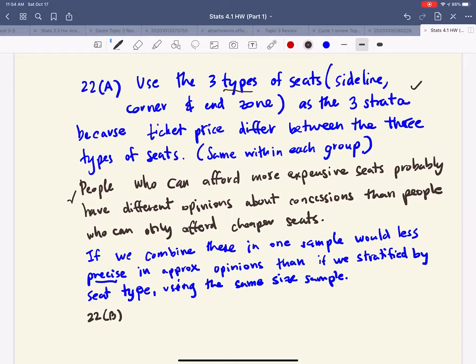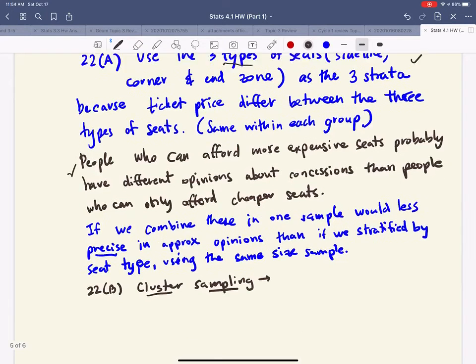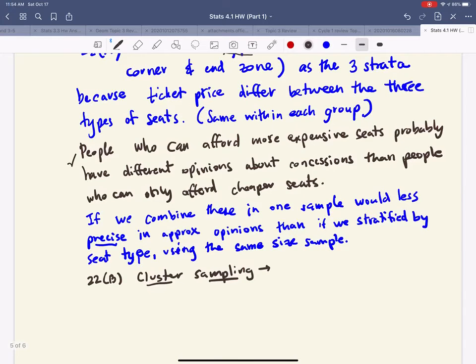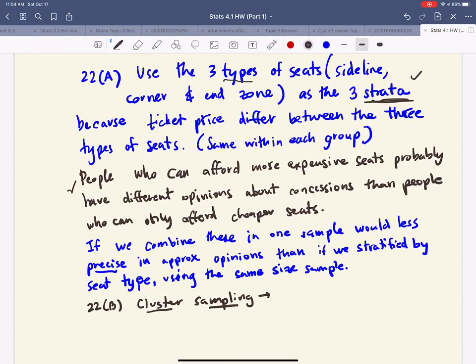Okay. Now, 22B. They also ask us, describe how to obtain a sample using a cluster. I also talked about cluster sampling, kind of like convenience sampling, but it's different. Explain your choice of cluster and why this method might be preferred to a simple random sample. So if instead of doing a stratified sample, which is what we explained here, what if we did a cluster sample? First we have to make sure we know what a cluster sample is.